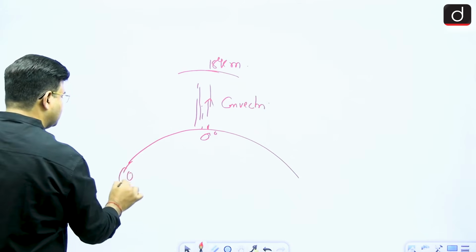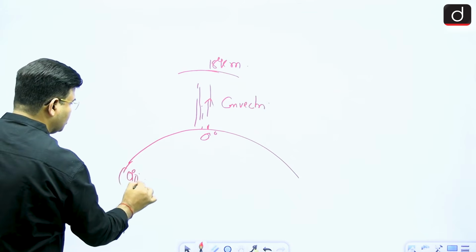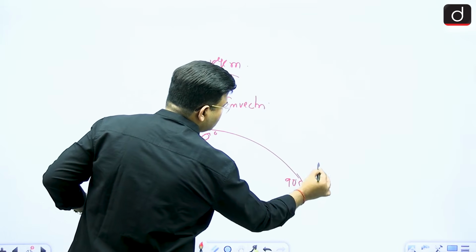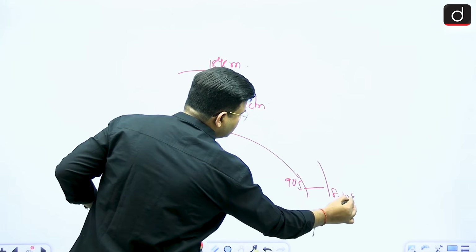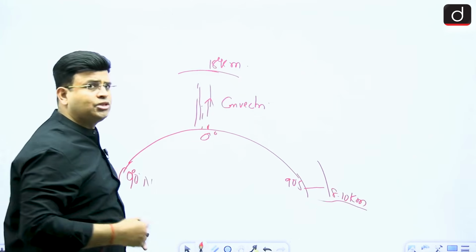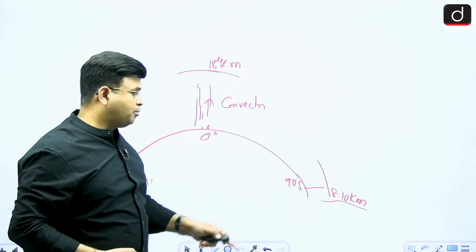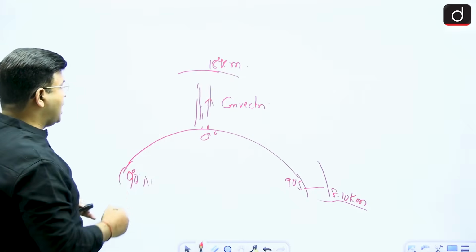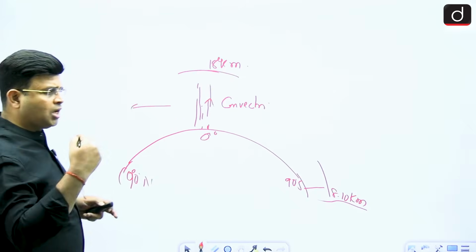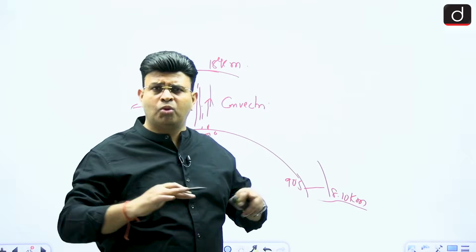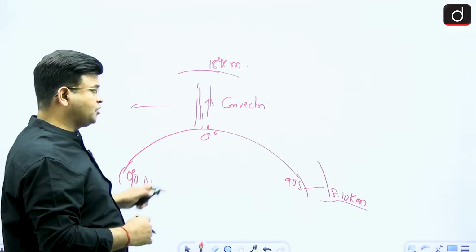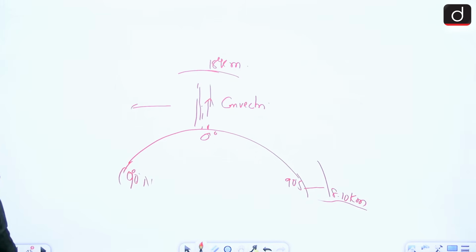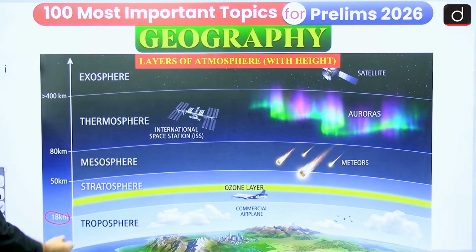But in the polar region, at 90 degree north or 90 degree south, there is no convection. So here the height is around 8 to 10 kilometer. The troposphere height is 8 to 10 kilometer in the polar region, and 18 at the equator. Why? Because of convection of warm air. All weather phenomena, tropical cyclones, cloud formation, temperature decreasing with height, happen in this region. So that is the troposphere.